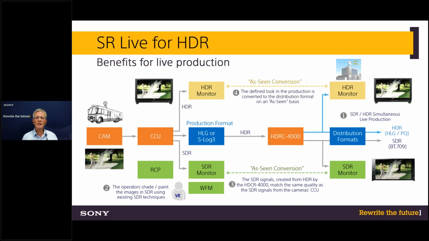A fourth benefit is that we maintain the creative intent and that as seen performance when also working in high dynamic range. So the HDR images that are signed off by the vision supervisor are again delivered to the home as seen in the production truck. So although the system works on a very simple principle, the benefits are very, very powerful, meeting many requirements for successful distribution and production of HDR and SDR images.